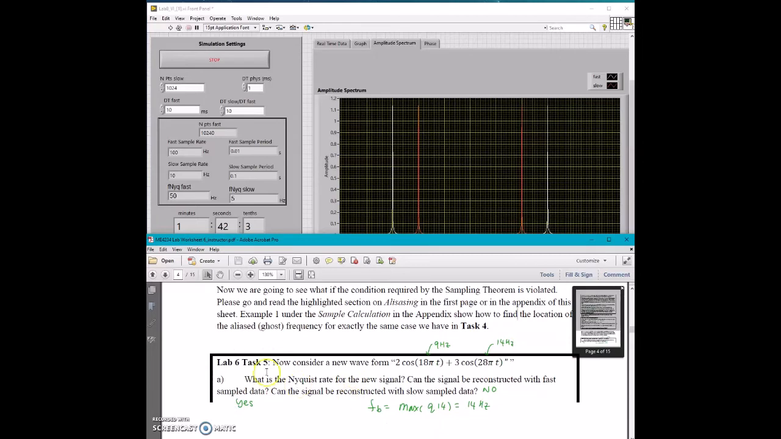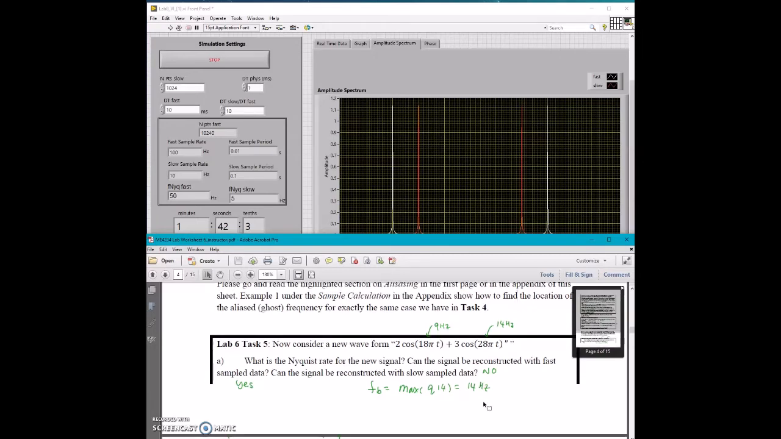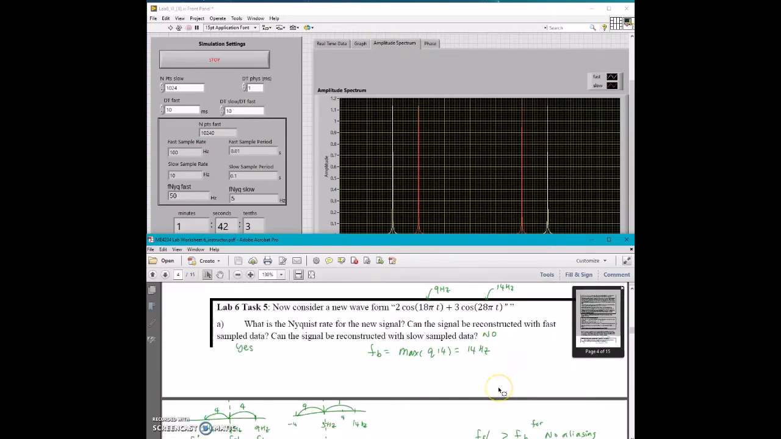Part A, what is the Nyquist rate for the new signal? Well, you need twice the highest signal frequency. Twice the 14 Hz is 28 Hz. FB is 14 Hz, and then the Nyquist rate will be 28 Hz. You need to sample at least at 28 Hz so that you can reconstruct the signal, meaning the FFT will predict the correct frequency of the signal.